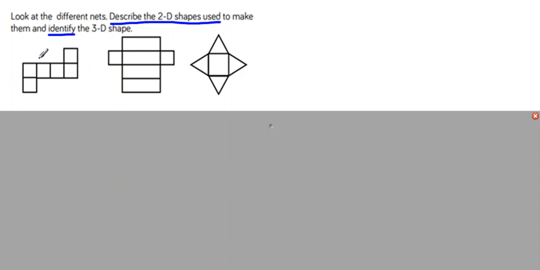So we've done the first one together. I'd like you to have a go at these two, please, for me. So describe the 2D shapes used and identify the 3D shape. Pause the video now and have a go.